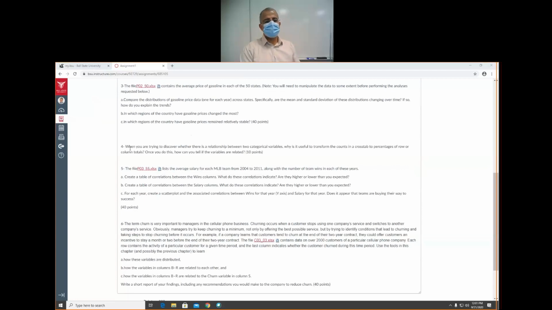Question 4. When you are trying to discover whether there is a relationship between two categorical variables, why is it useful to transform the count into a cross table, percentage of row and count? Once you do that, how can you tell if the variables are related? How do you answer this question? Relationship between two categorical variables. We have already talked about it.